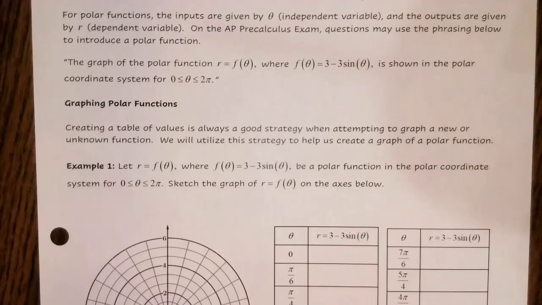All right, for polar functions, the inputs are given by theta, which is the independent variable, and the outputs are given by r, which is the dependent variable. On the AP exam, you're going to see questions like this one that say the graph of the polar function r equals f of theta, where f of theta equals 3 minus 3 sine theta, is shown in the polar coordinate system for 0 to 2 pi. So that's what the wording is going to look like for it.